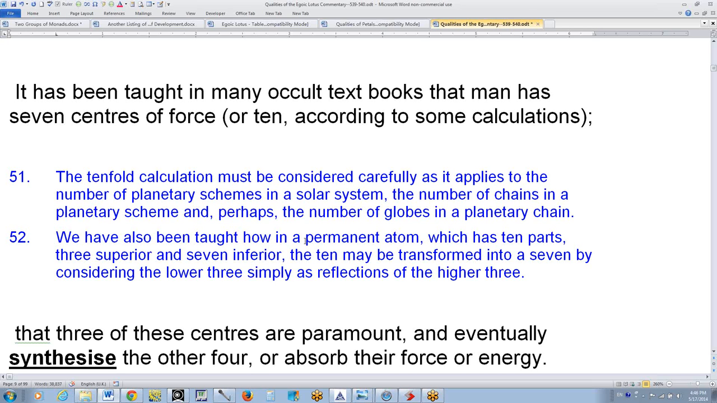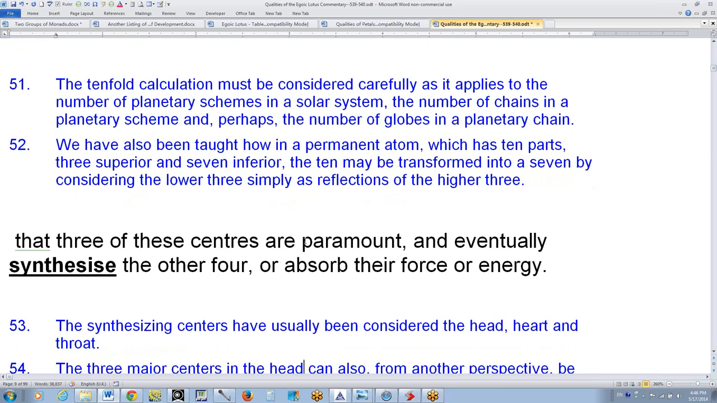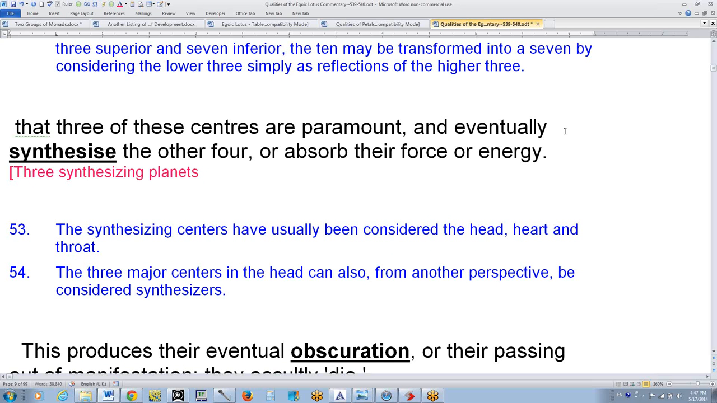So that in many occult textbooks, man has been considered to have 7 or 10 according to calculations. The 3 of these centers are paramount and eventually synthesize the other 4, or absorb their force or energy. Well, we have the 3 synthesizing planets, don't we? We have those on the macrocosmic level. The synthesizing planets; the centers have usually been considered the heart, head, and throat, usually the 3 major centers. But the 3 major centers in the head can also, from another perspective, be considered the synthesizers.